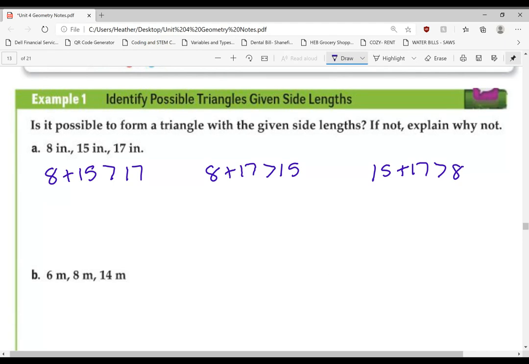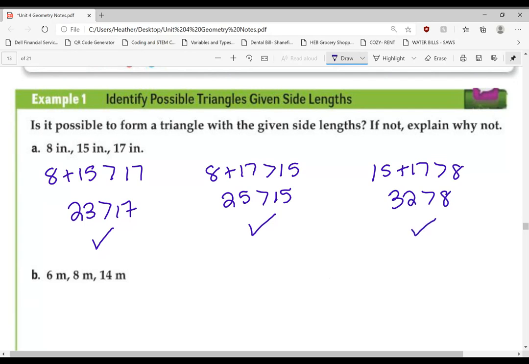Well, 8 plus 15 is 23, and 23 is greater than 17, so that's a good one. 8 plus 17 is 25, and 25 is greater than 15, so that checks out. And 15 plus 17 is 32, and 32 is greater than 8, so again, that checks out. So that means we can form a triangle with these sides.